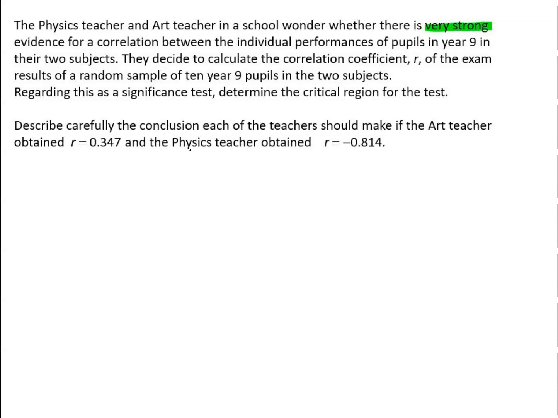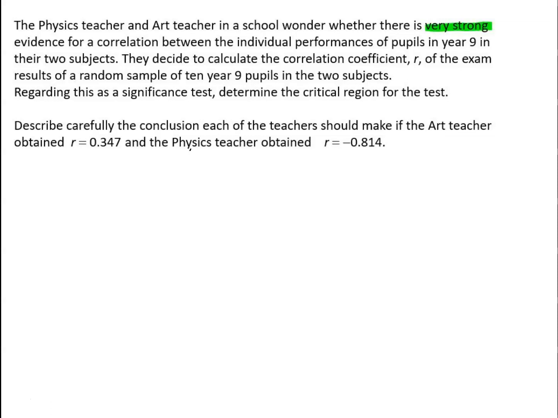For our second example, we consider a physics teacher and an art teacher in a school who wonder whether there is very strong evidence for correlation between the individual performances of pupils in Year 9 in their two subjects. Separately, they decide to calculate the correlation coefficient r of the exam results of a random sample of 10 Year 9 pupils in the two subjects.